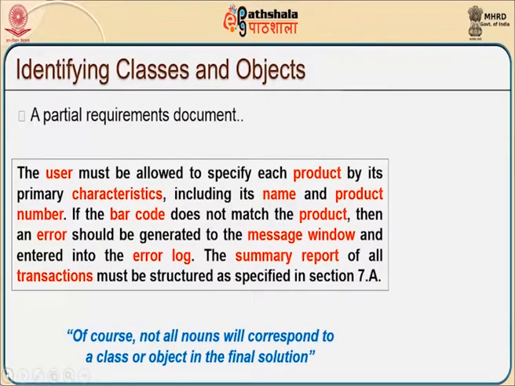If you look at this simple requirement, one paragraph taken from the requirements document: the user must be allowed to specify each product by its primary characteristics, including its name and product number. If the barcode does not match the product, then an error should be generated to the message window and entered into the error log. The summary report of the transactions must be structured as specified in a specific section. This is part of the requirements document, and now we want to convert it into a very good design by defining the objects. The nouns that are quite distinguished or predominant in this paragraph are highlighted.